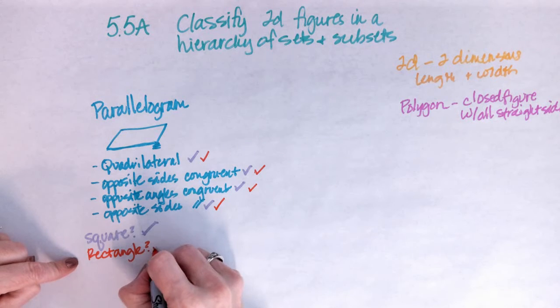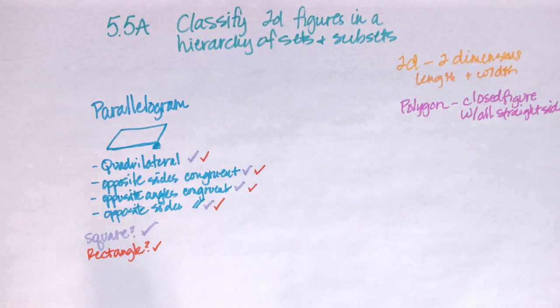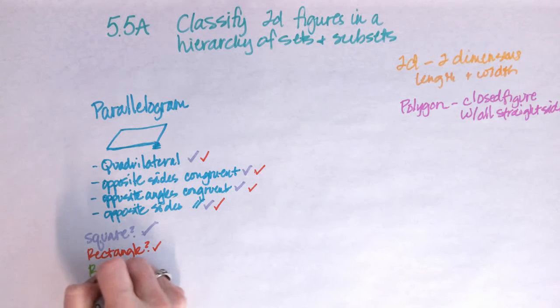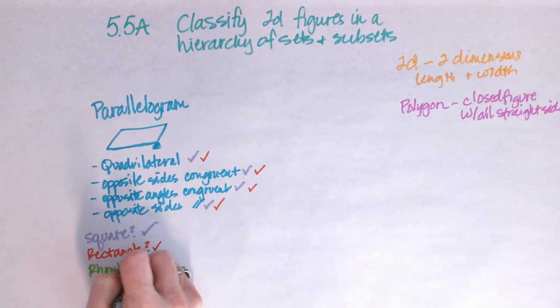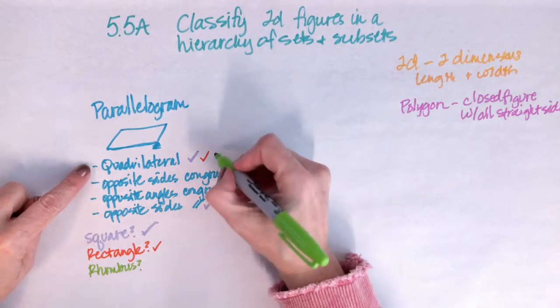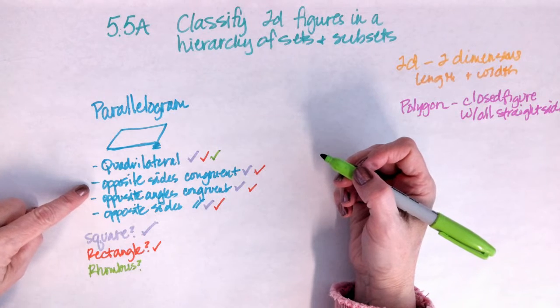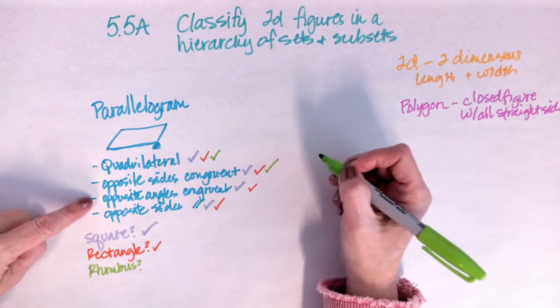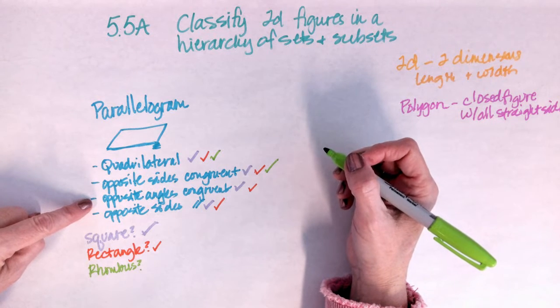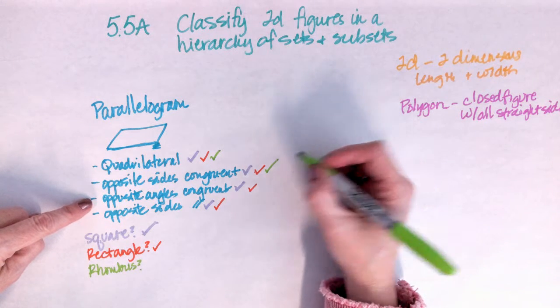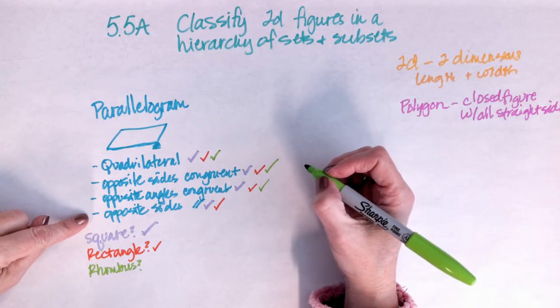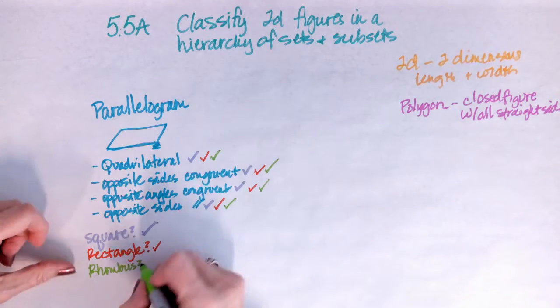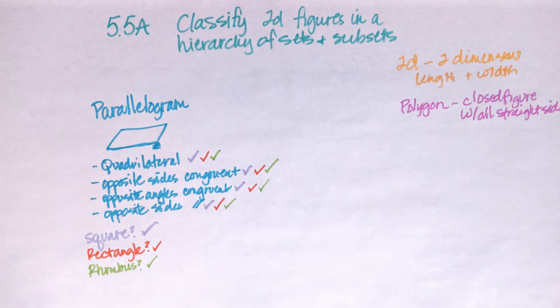Yes, so a rectangle fits all of the requirements of being a parallelogram, or being in the category of a parallelogram. Let's think about a rhombus. Does it meet the criteria? It is a quadrilateral. Opposite sides are congruent. Yes, in a rhombus, all sides are congruent, so that is true. Opposite angles congruent. Yes, the opposite angles are congruent. Opposite sides parallel. Yes, opposite sides are parallel. That is true, so a rhombus is a parallelogram.